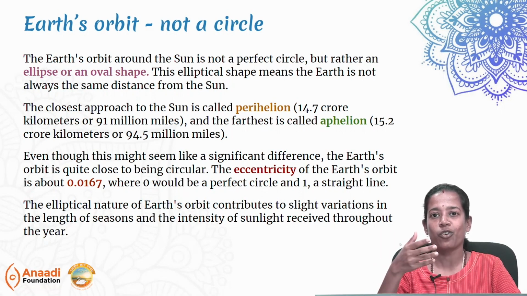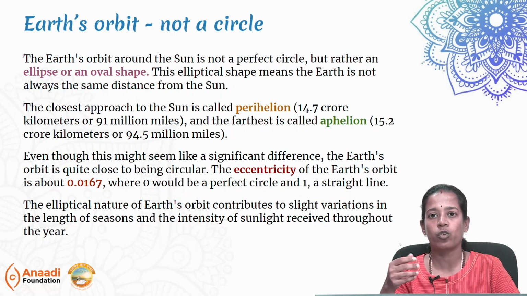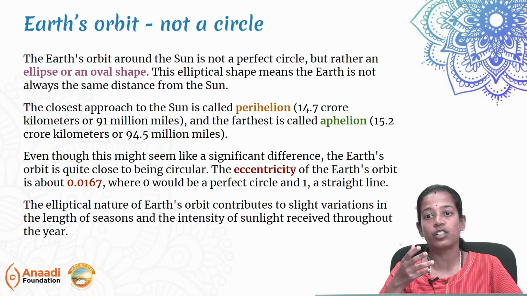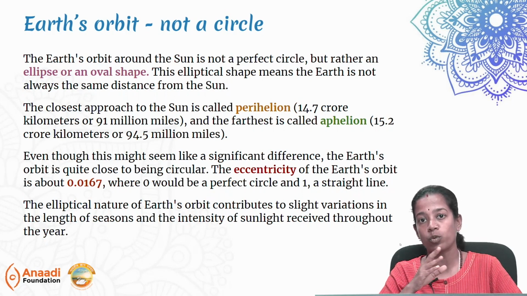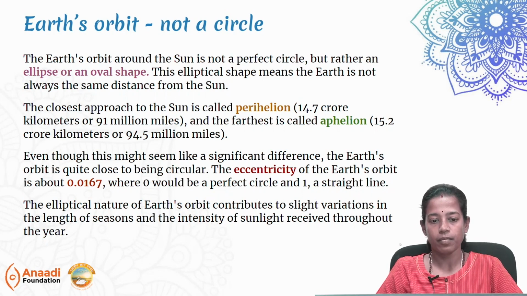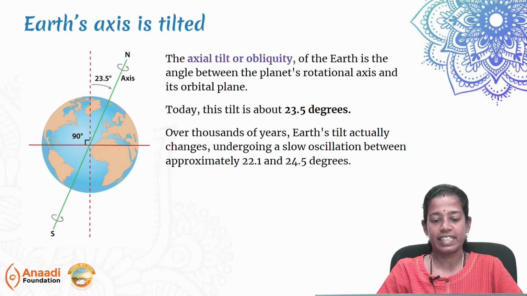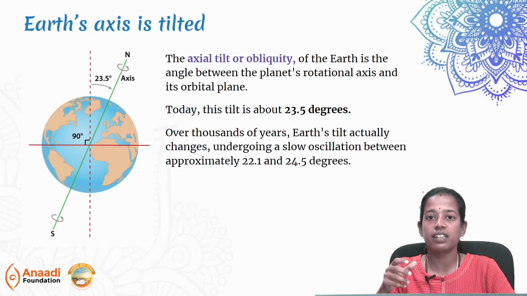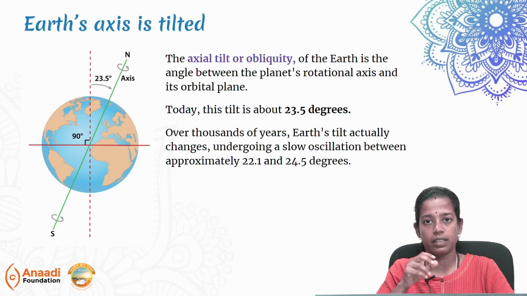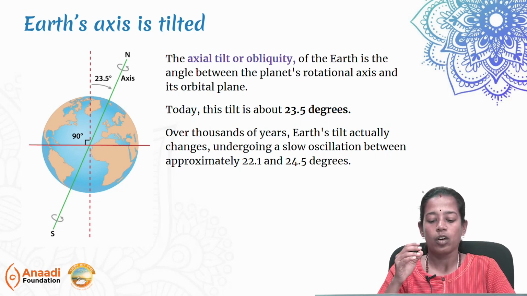So, sometimes when we draw these orbital paths in our notebooks, we draw them way too elliptically. This elliptical nature of the Earth's orbit contributes to slight variations in the length and the intensity of the sunlight that we receive throughout the tropical year. Moving on to the next slide. We have seen the nature of Earth's orbit in the previous slide. Now let us understand the axis of Earth's rotation.